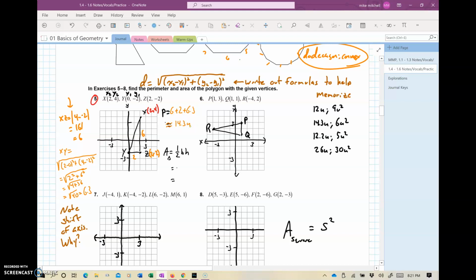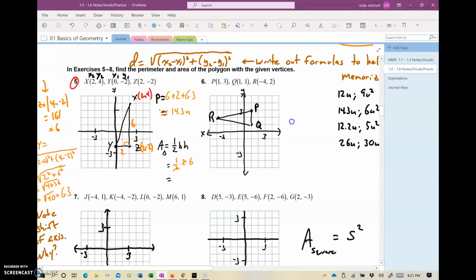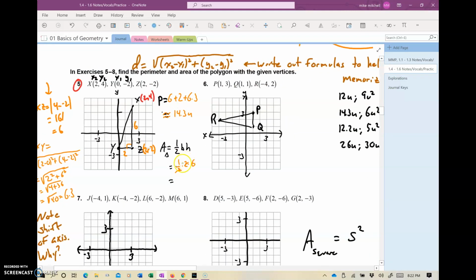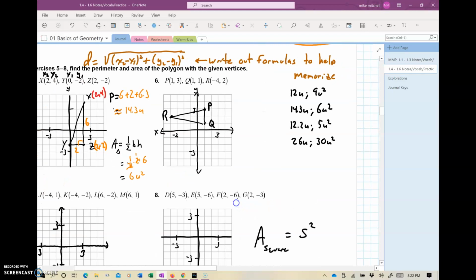Okay, my area, I don't need this 6.3. One half base times height. I know this is a right angle. I got a vertical and a horizontal line, so that's just 1/2 times 2 times 6. That reduces to 1 and 1. That just leaves 6. It's area, so it's units squared. Let's check it. 14.3 units, 6 units squared. Notice those two answers are together.